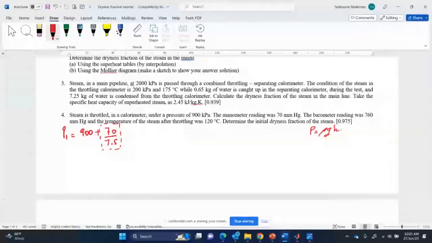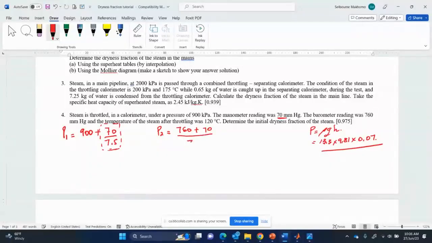So for me, I took a shortcut by saying 70 of mercury divided by 7.5, which is the same as rho for mercury, 13.3, multiplied by 9.81 multiplied by height, which is 0.07. So the answer we get from here and the answer we get from here are the same. So P2, you do the same thing. You can say P2 is going to be 760, which is atmospheric pressure, plus 70 gauge pressure divided by 7.5. You get the pressure.